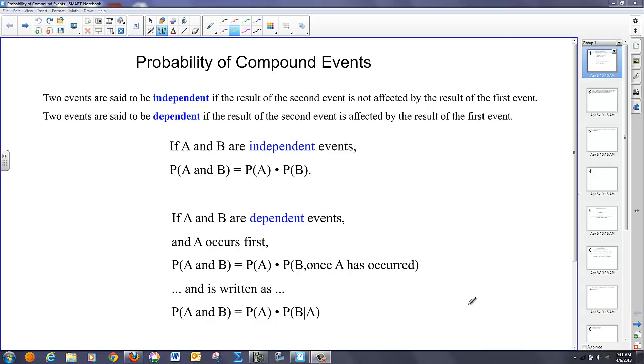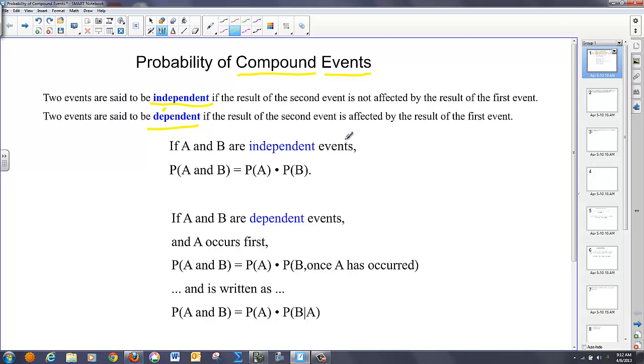There are several methods for calculating probability. Today we're going to deal with probability and compound events. In other words, more than one thing happening or more than one event occurring. And we've got two types of events we're going to talk about: an independent event, where the event after the first event is not affected by the first event, and a dependent event, where the event after the first event is affected by that first event.